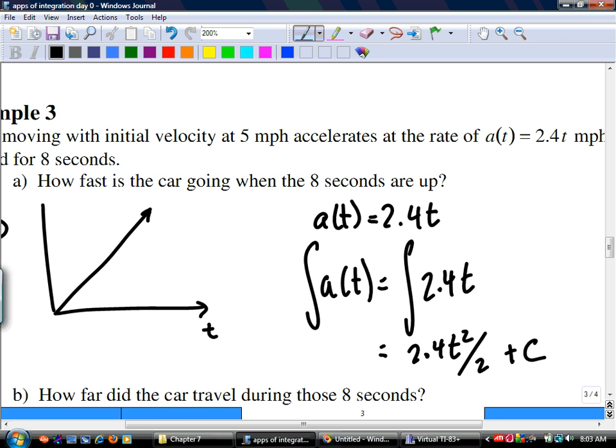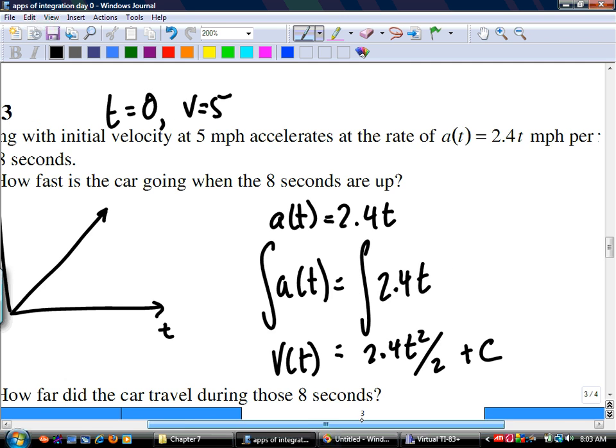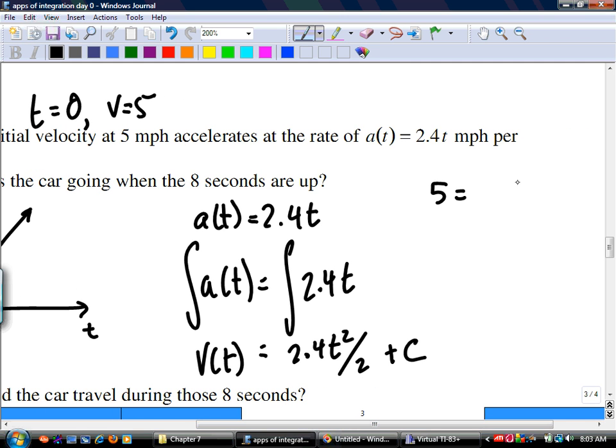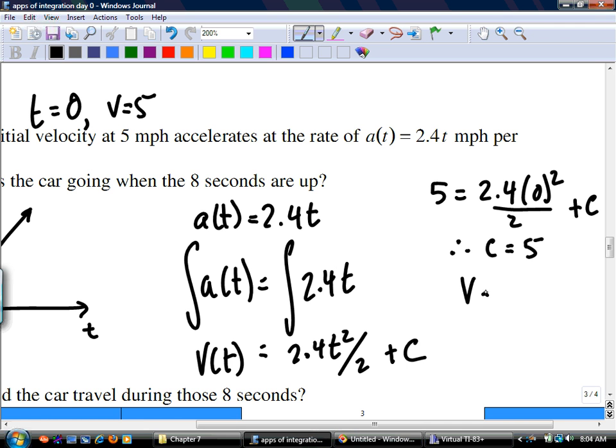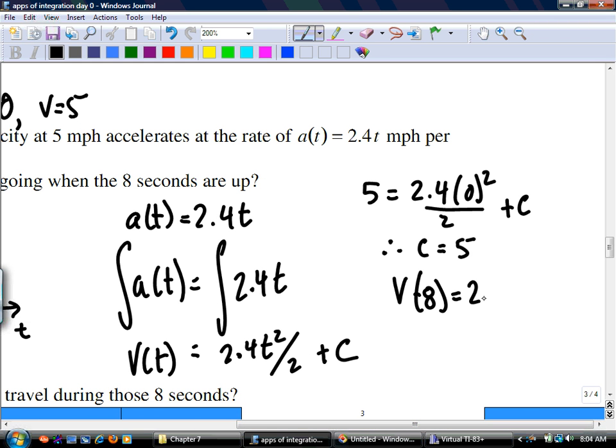How do you find out C? You put 0 in for t and 5 in for V. So 5 equals 2.4 times 0 squared over 2 plus C. C is 5. So V of 8 is going to be 2.4 times 8 squared over 2 plus 5.